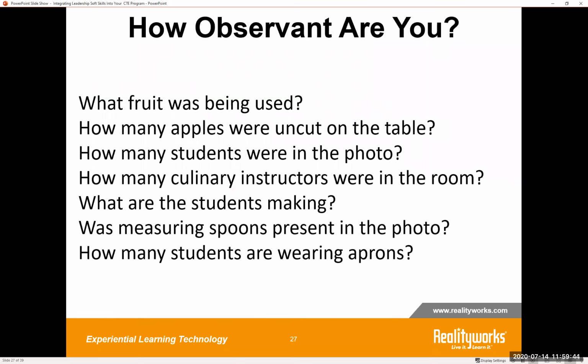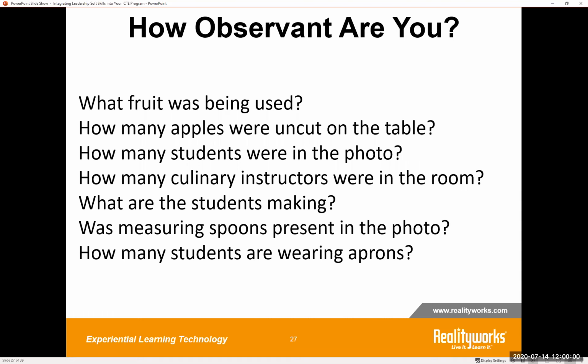How many students did you see? Versus how many instructors were in the room? What were the students making? Were measuring spoons present? How many students were wearing aprons? So you can see you could come up with questions surrounding a photo like that.